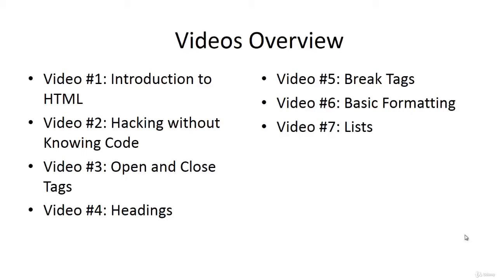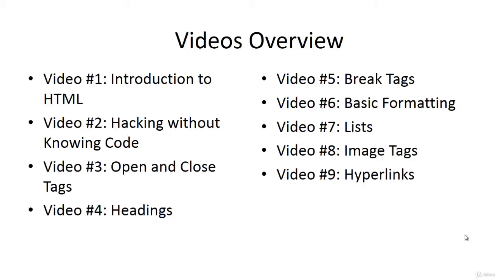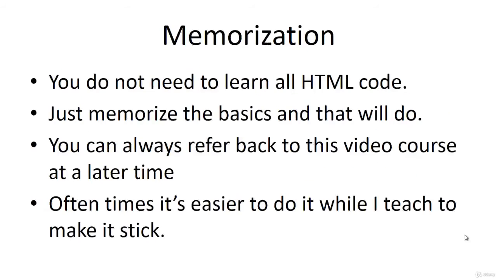How do you create these types of lists? Because this is something that you're going to want to do. And video number 8, we're going to talk about image tags and how to make them SEO friendly. And of course, video number 9, we're going to talk about hyperlinks. Not just how to create a hyperlink, but how to make it so when somebody clicks on it, it opens up in a new window. So this is something that you are going to face over and over again. And that's why we're focusing specifically on these tags.